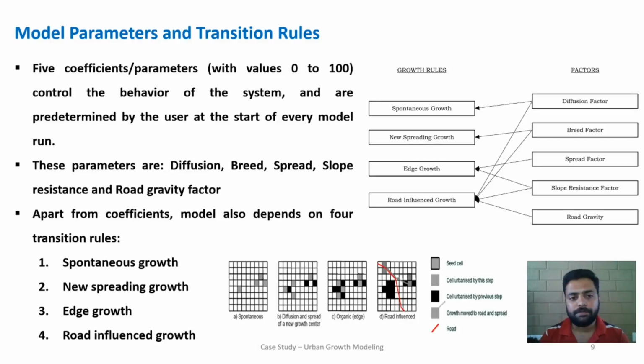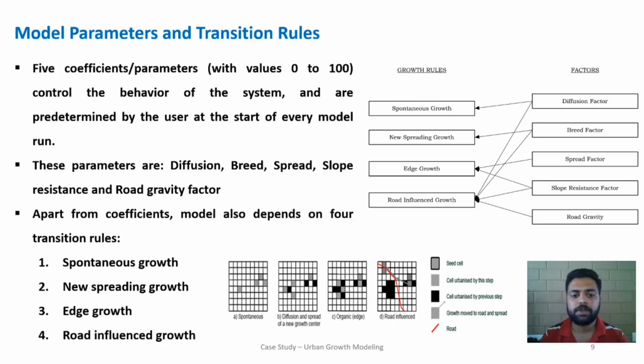These parameters include diffusion, that is the first coefficient. Then we have breed, spread, slope resistance, and road gravity factor. Diffusion means, you might have heard of diffused growth. That means if there is one particular pixel here, then there would be some random pixel at another place. How did that random pixel come? That is by diffusion. It is not connected to the existing pixel.